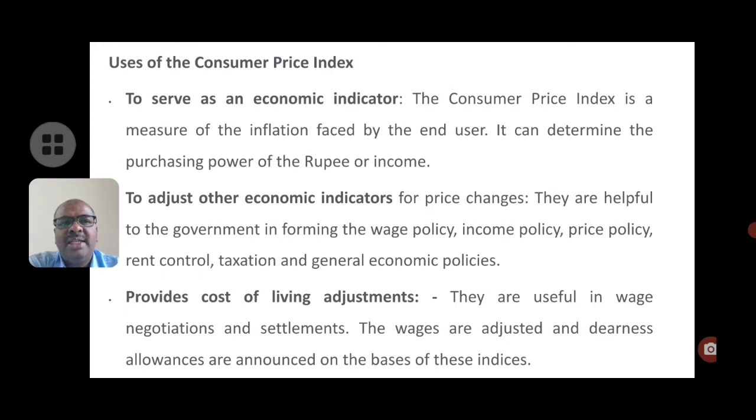Second, it helps in framing wage policies, income policies, price policies, rent control, taxation, and various general economic policies. Third, it provides cost of living adjustments which are useful in wage negotiations and settlements. The wages are adjusted and dearness allowances are announced on the basis of these indices. So these are some of the uses of consumer price index.